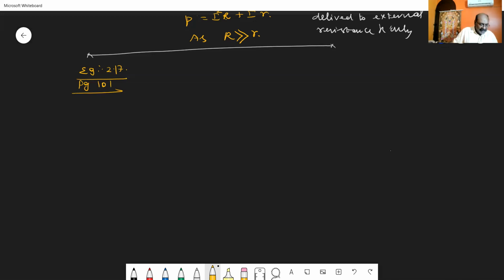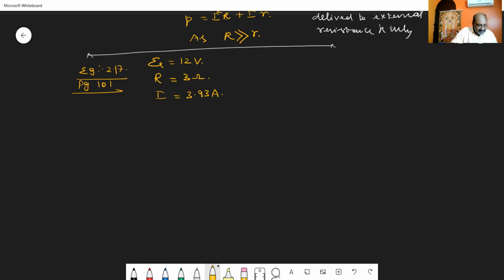A battery has an EMF of 12 volt. So the EMF available, capital E, is equal to 12 volt, and it is connected to a resistor. The external resistor connected, capital R, is equal to 3 ohm. The current in the circuit, I, is equal to 3.93 ampere.